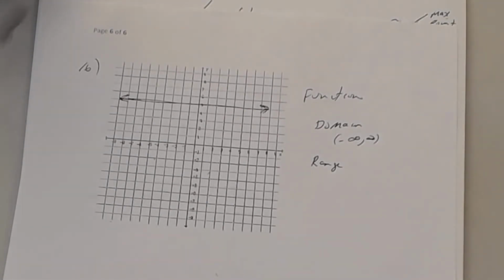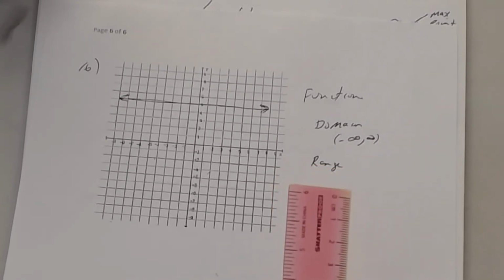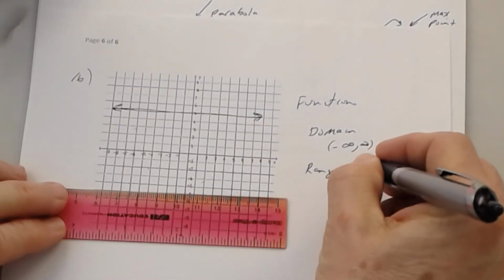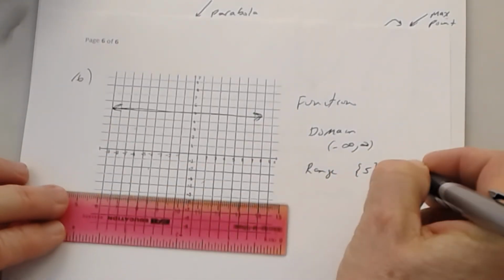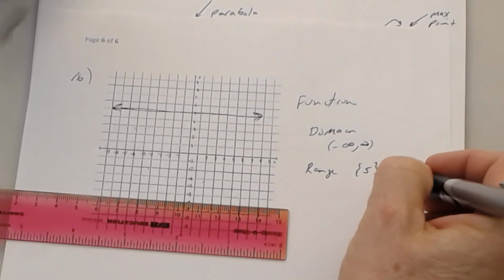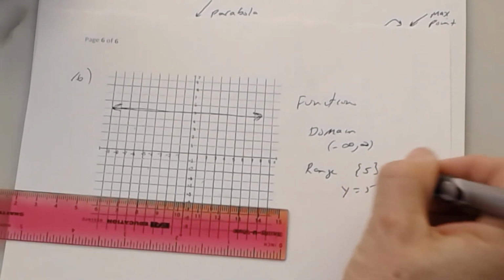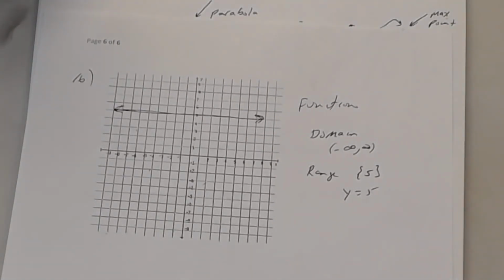Okay, so first of all, how many x values are in my domain? An infinite number. How many y values are in my range? Just one. It is what y value? 5. So you're going to list it like this on the worksheet. On my math lab, you're going to say what instead? Y equals 5. Very good.